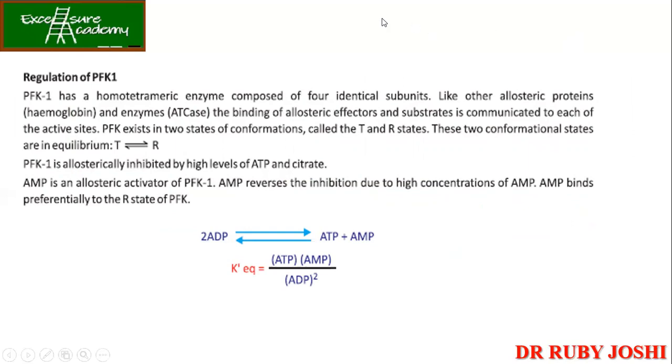So let us imagine that it is something like this. Okay, so we have got four identical subunits like any other allosteric protein, जैसे hemoglobin. Homotetrameric protein, right? And in the enzyme, the binding of allosteric effectors and substrates is communicated to each of the active sites. अब इसका क्या मतलब होता है ये सेंटेंस का? It means that the moment एक subunit को आपका substrate bind करता है, it will help in the binding of the substrate to the other units.